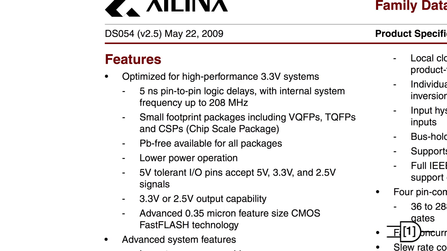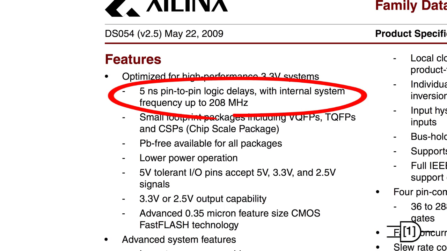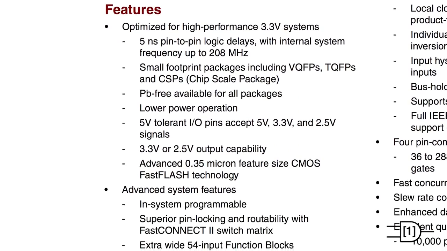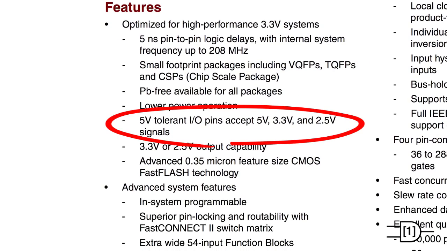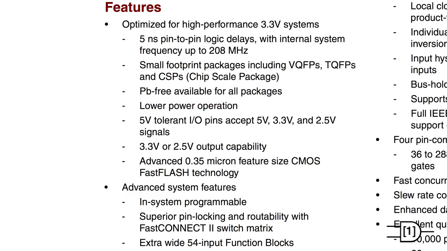Deterministic timing, 5 nanosecond pin-to-pin delay, 5-volt I/O. Say that with gusto. These parts are used as voltage translators, especially in automotive applications where much legacy equipment still runs on 5 volts. I myself have used an XC9572XL in the design of an industrial product for this very reason.